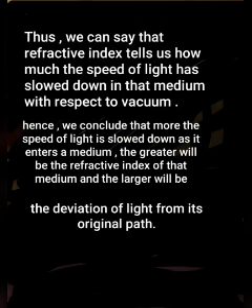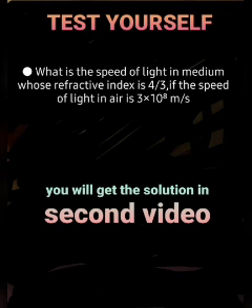Thus, we can say that refractive index tells us how much the speed of light has slowed down in that medium with respect to vacuum. Hence, we conclude that the more the speed of light is slowed down as it enters a medium, the greater will be the refractive index of that medium, and the larger will be the deviation of light from its original path.